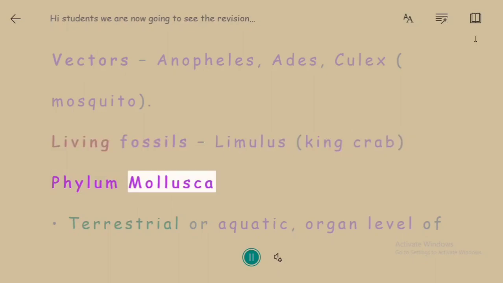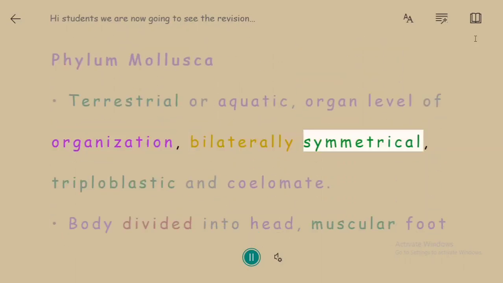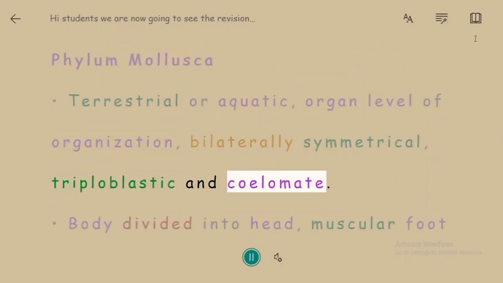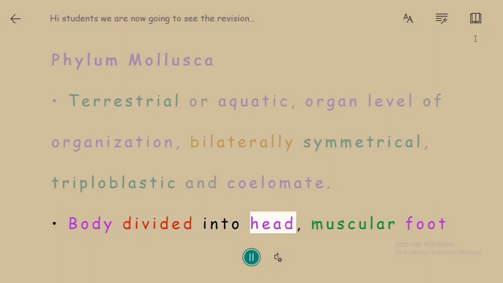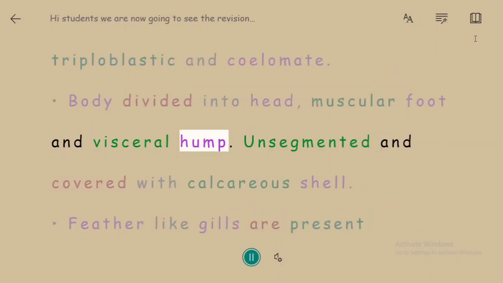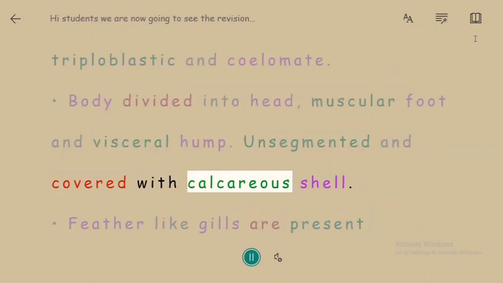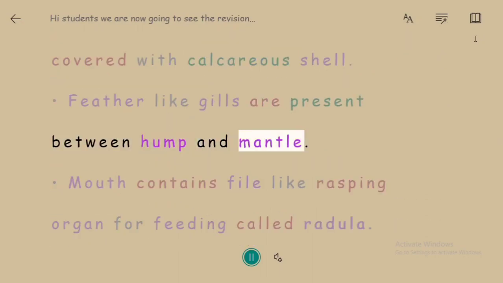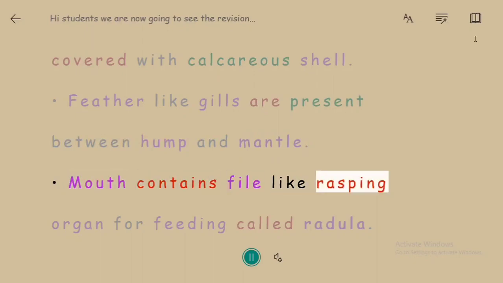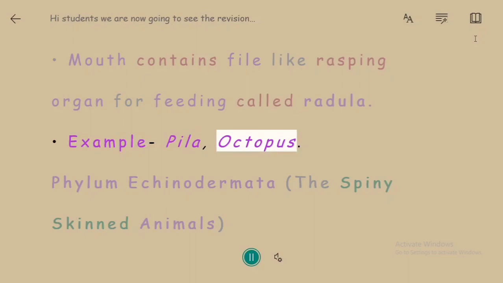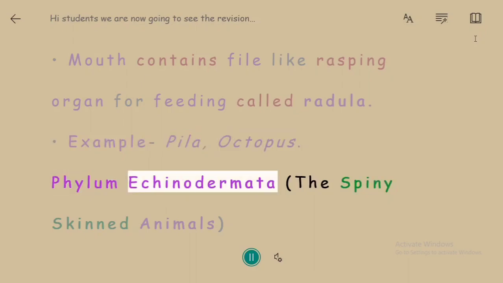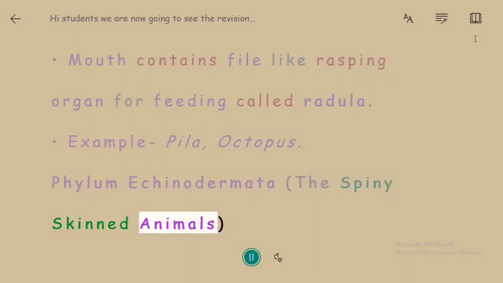Phylum Mollusca. Terrestrial or aquatic, organ level of organization, bilaterally symmetrical, triploblastic and coelomate. Body is divided into head, muscular foot and visceral hump. Unsegmented and covered with a calcareous shell. Feather-like gills are present between the hump and mantle. Mouth contains a file-like rasping organ for feeding called radula. Example: Pila, octopus.